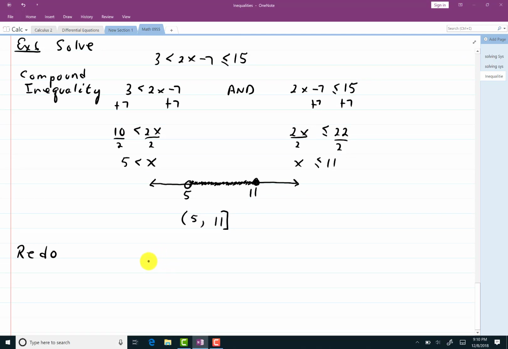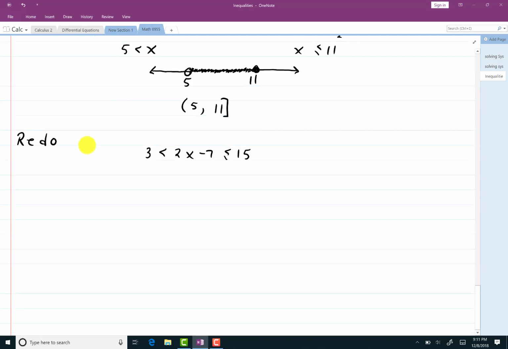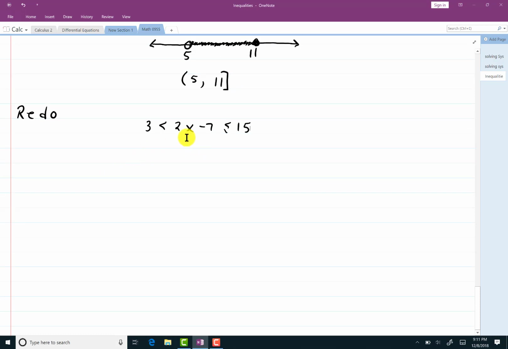We have 3 is less than 2x minus 7 is less than or equal to 15. What I can do, instead of working two separate inequalities like this, is do it all in one fell swoop, because I did the same steps to get x by itself. All I'm going to try to do then is get x by itself in the middle. And so starting that out, think about solving for x and getting it by itself.